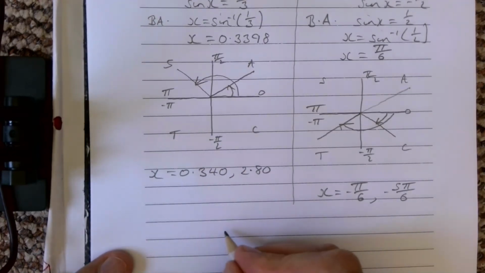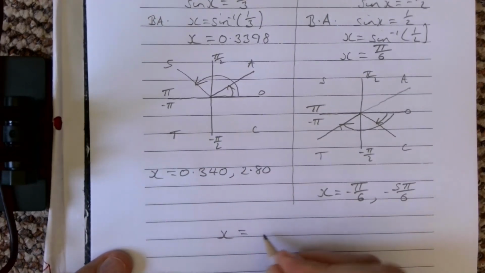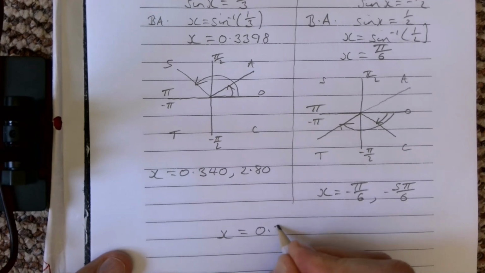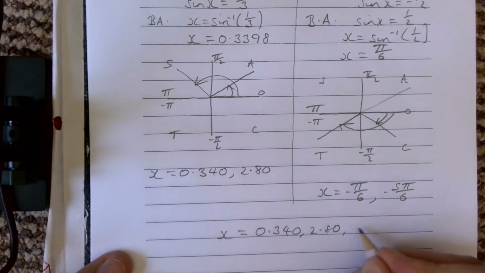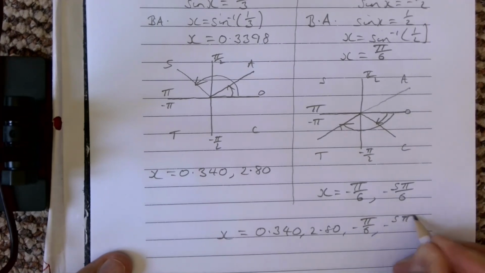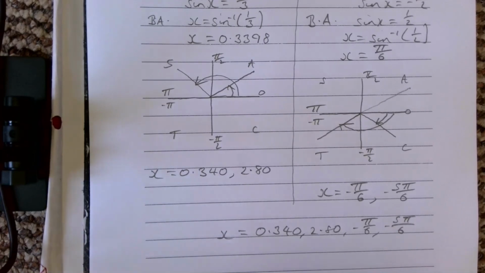So final answer then, we have x equals 0.340, 2.80, minus pi over 6 and minus 5 pi over 6 should be the ones that give us that.